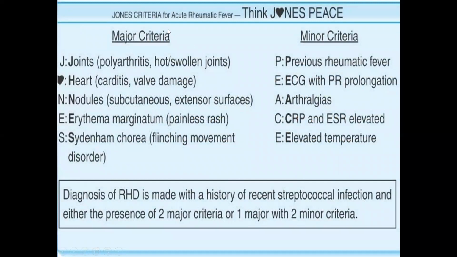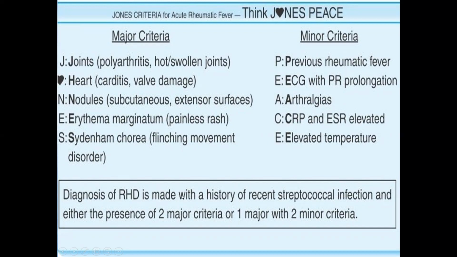So if you want to remember a mnemonic, we can use Jones PEACE, okay? So when we say Jones, let's talk about the major criteria and PEACE refers to the minor criteria. So J is for joints, then the O is for heart, N for nodules, E for erythema marginatum, and S for Sydenham chorea. Then P is under the minor criteria. P is for previous rheumatic fever, E is for ECG with PR prolongation, A is for arthralgia, C is for CRP and ESR elevation, and E is for elevated temperature.